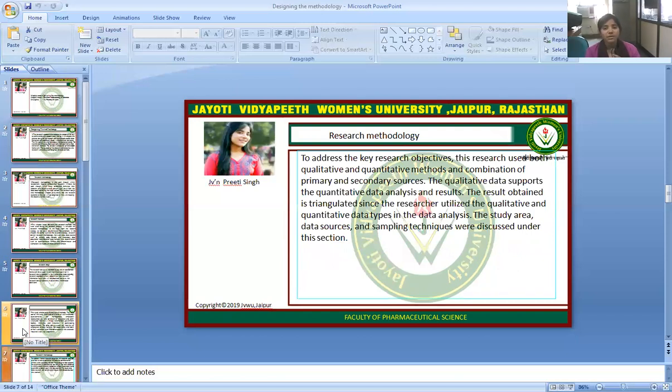Research methodology. To address the key research objective, this research used quantitative and qualitative methods, a combination of primary and secondary sources. The qualitative data support the quantitative data analysis and result. The result obtained is triangulated, since the researcher utilized the qualitative and quantitative data types in the data analysis. The study area, data sources, and sampling techniques were discussed under this section.